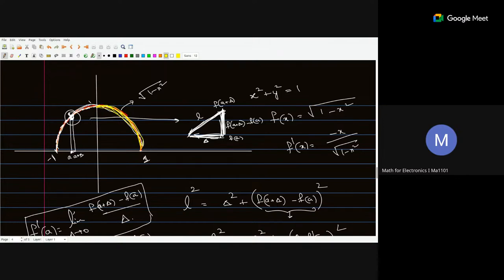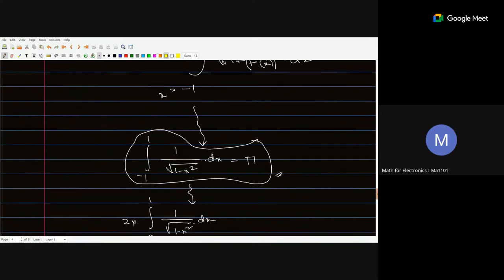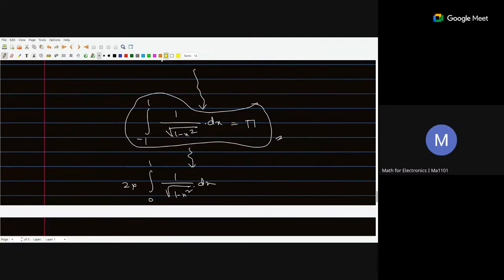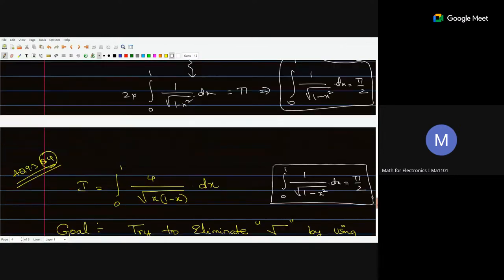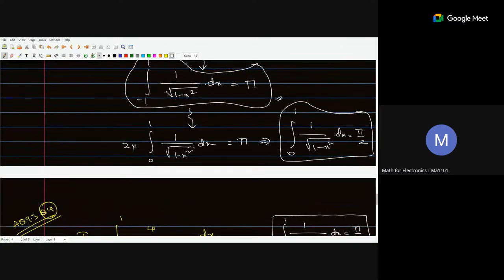So if I simply compute the length of this, twice that will give me the whole half circle's perimeter. In other words, twice the integral from 0 to 1 of 1 by root 1 minus x square dx will give me this, and this whole thing is pi. This implies that the integral from 0 to 1 of 1 by square root of 1 minus x square dx will be pi by 2. So you need this expression to solve this question. If we are okay that this integral is equal to pi by 2, then we are ready to solve this.